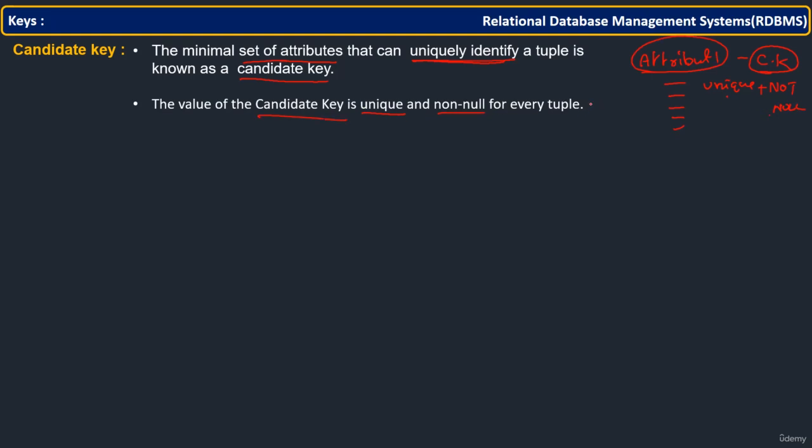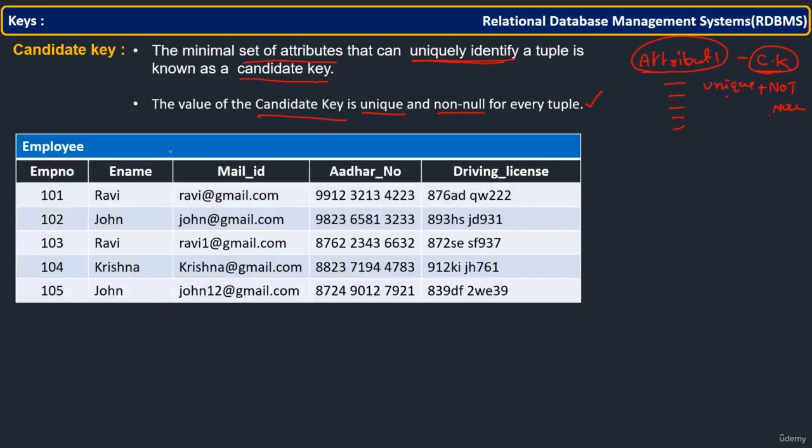Simple. So the very standard definition you must remember for the candidate key is that the attribute or set of attributes which satisfy unique and not null is nothing but a candidate key. For better clarity, let us take a simple table here. We are going to take an employee table. In the employee table, we have EMP number, e-name, mail ID, Aadhaar number, driving license. This is just for making you understand candidate key. We took these attributes.